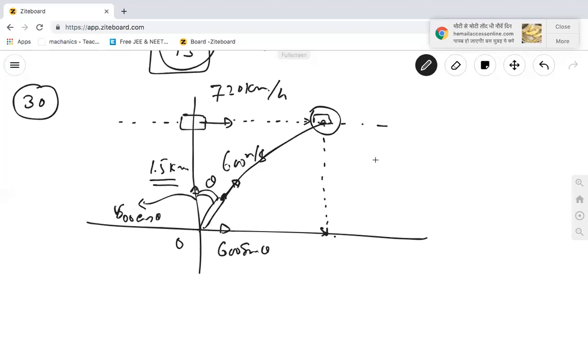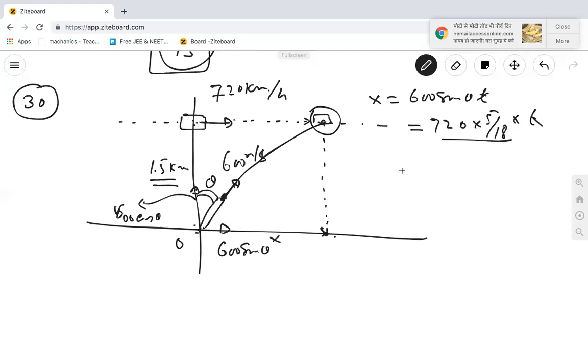So if you allow me to write the equation, I will write this is x from here to here, and this is also the same x. So x is equal to 600 sine theta into time, is equal to 720, that is velocity, into 5 by 18 into time. This is velocity into time. That is the distance covered in this time. This is the velocity. This is the distance covered in the same time. So this distance should be equal to this distance. That's all. T gets cancelled.